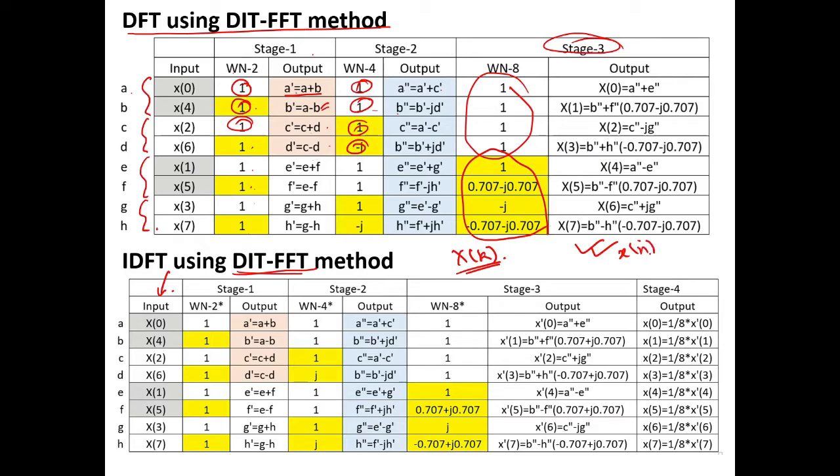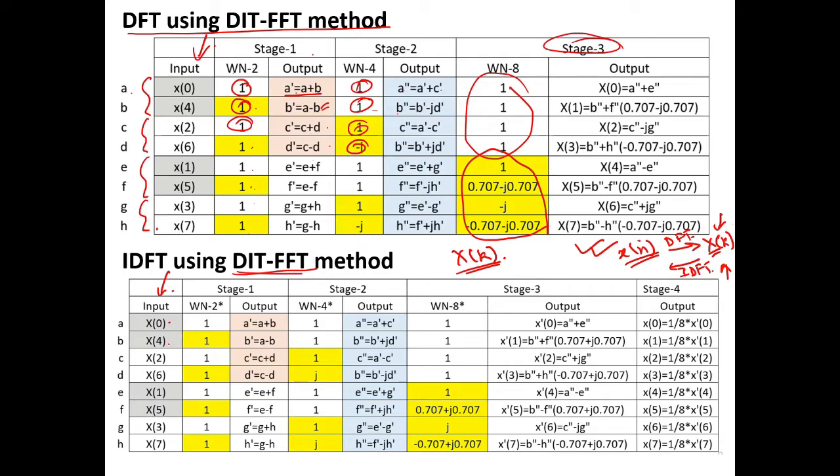Say x of n. What is the input over here if you perform the DFT? xn is your input. So it should be in the decimated order, and your output is xk, which is in the normal order. Now, when you are performing the IDFT, what is your input? Input is xk. So the input should be in the decimated order. We have to keep in mind that the input is in the decimated order.